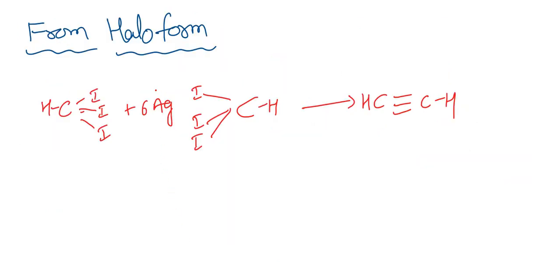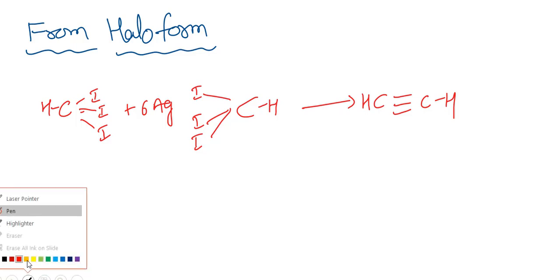Next, from haloforms also we can prepare these alkynes. Here you can take chloroform or iodoform.